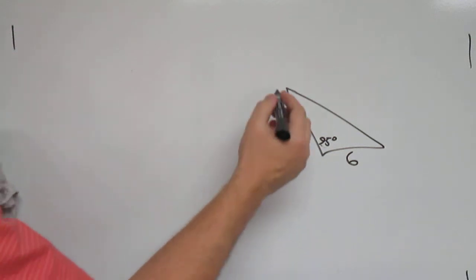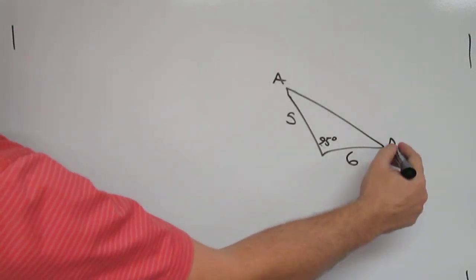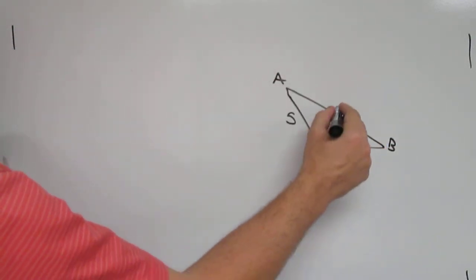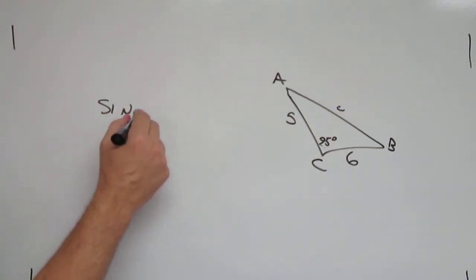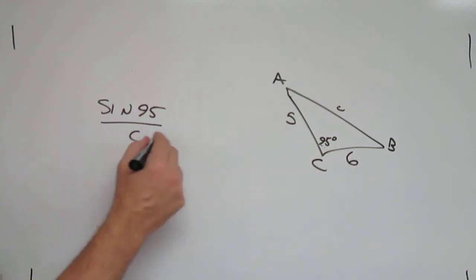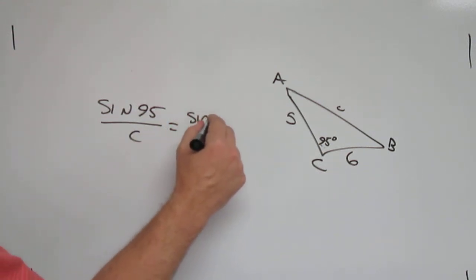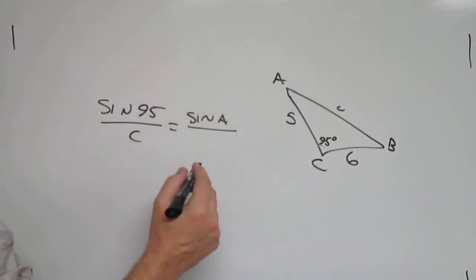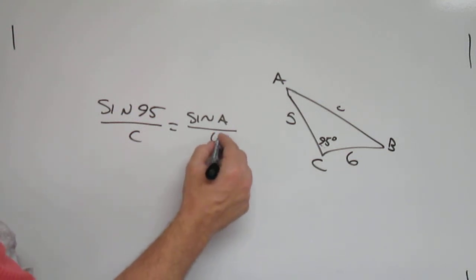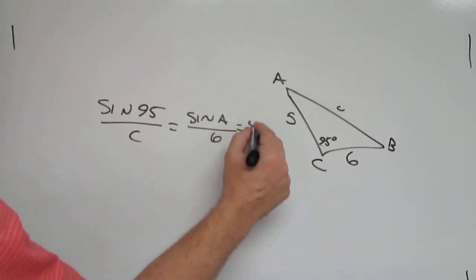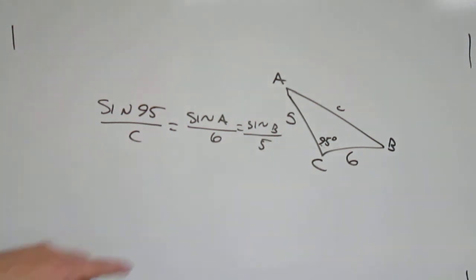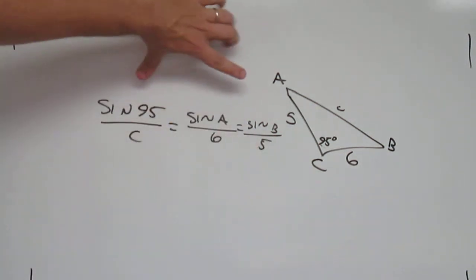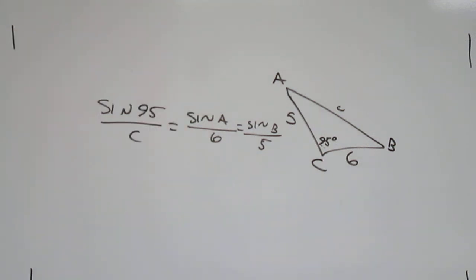I would say, so if I call this angle A, this angle B, and this angle C, and call this side C, I'd be saying the sine of 95 over C is equal to the sine of A over 6, which equals the sine of B over 5. No matter which two I put together here, whether it's these two, or those two, I'm always going to have two unknowns, and so there's not enough to solve it.